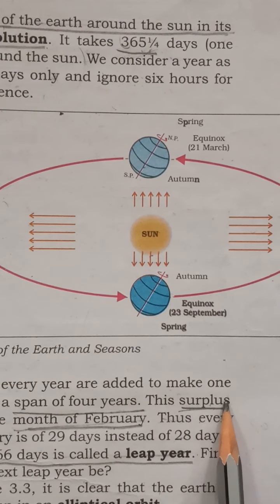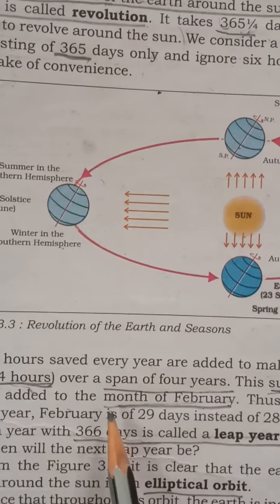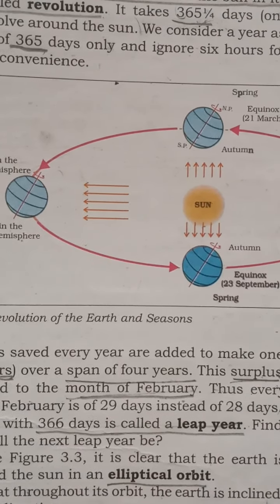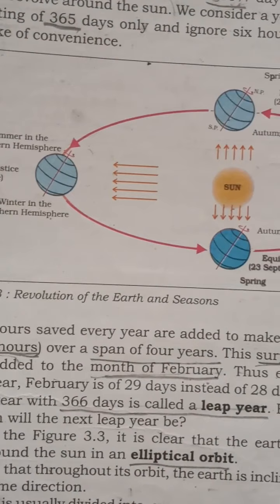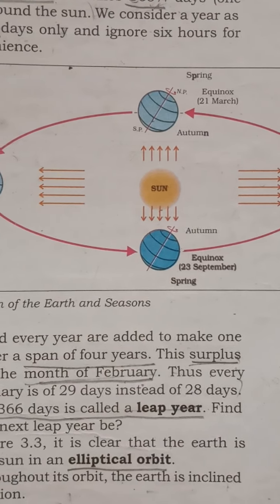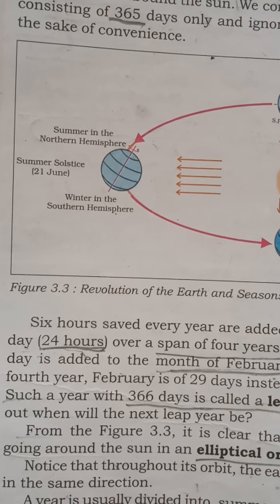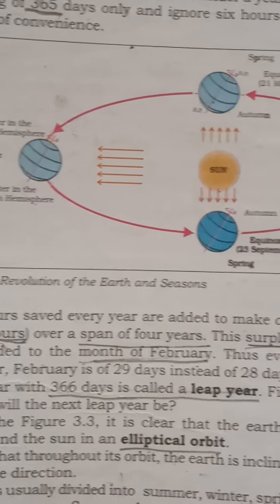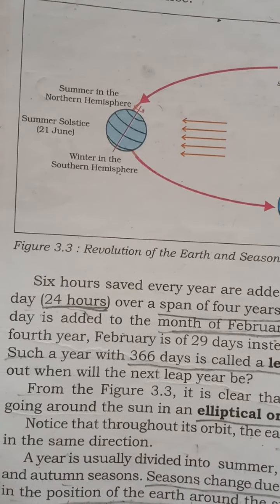So this surplus day, that is the extra day, is added in the month of February. And that is the reason every 4th year February has 29 days instead of 28 days. And this year with 1 day extra, that is 366 days, is called a leap year.